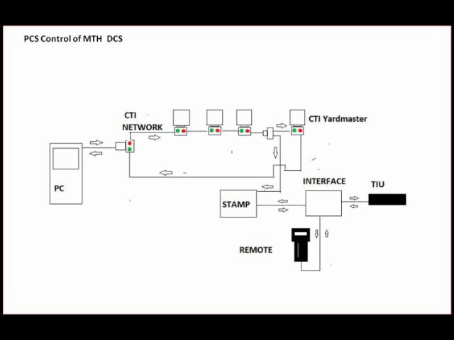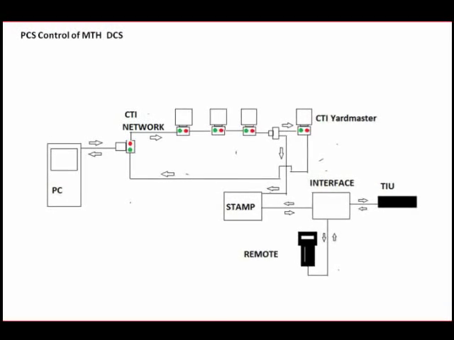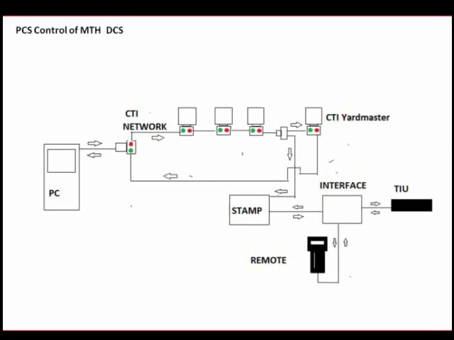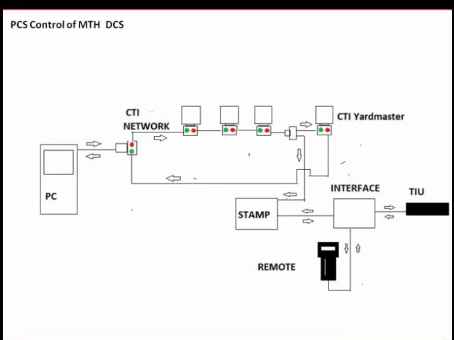Welcome to Chapter 3 on controlling your MTH with a PC. This diagram shows the whole system in one schematic. You have the PC, you have the CTI network, you have a stamp, you have an interface card, you have the TIU, and you have the remote.